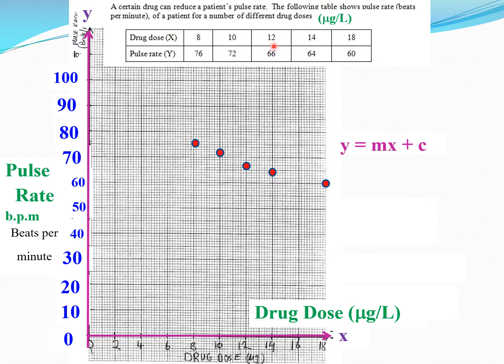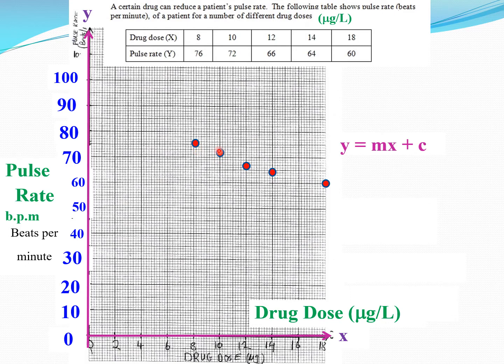So for example, if the patient had been given 12 micrograms of the drug per litre, their pulse rate came down to 66 beats per minute. So obviously there's some kind of an optimum pulse rate for the particular patient. Here we see the graph of X plotted against Y. You have the various drug dosages, and for example, if the drug dose is 8, the pulse rate is 76. At that stage it's still a bit high, so possibly it might need to come down a wee bit with medication.